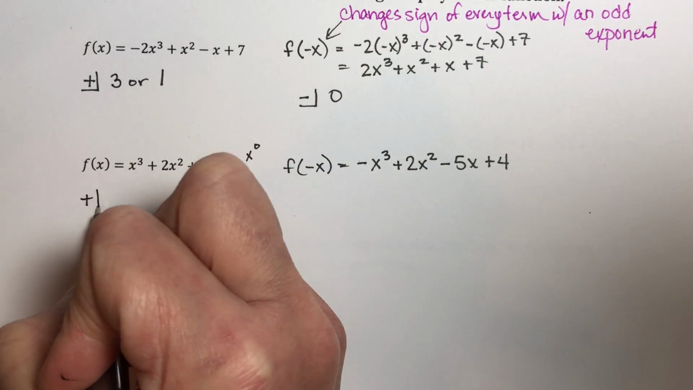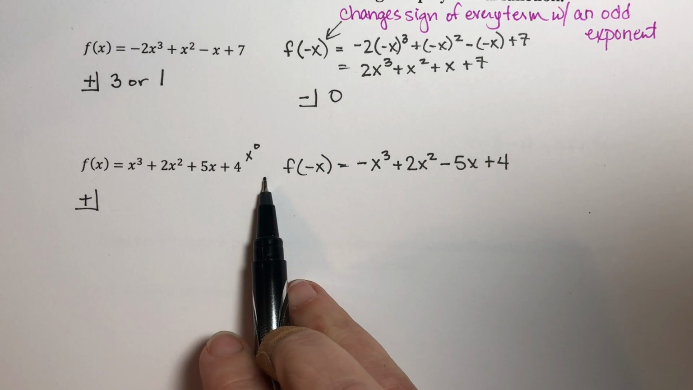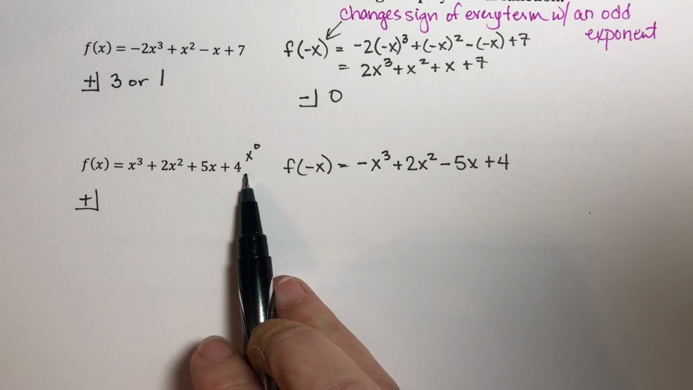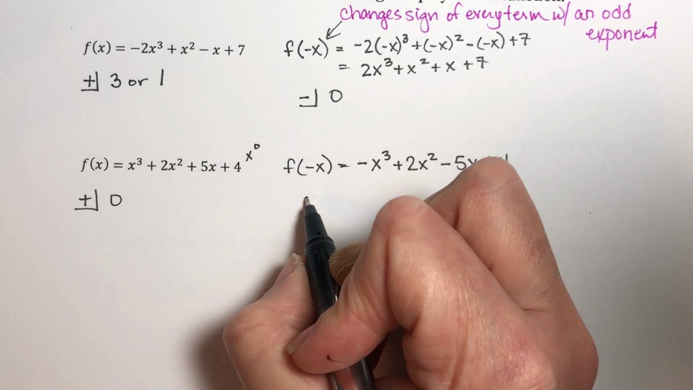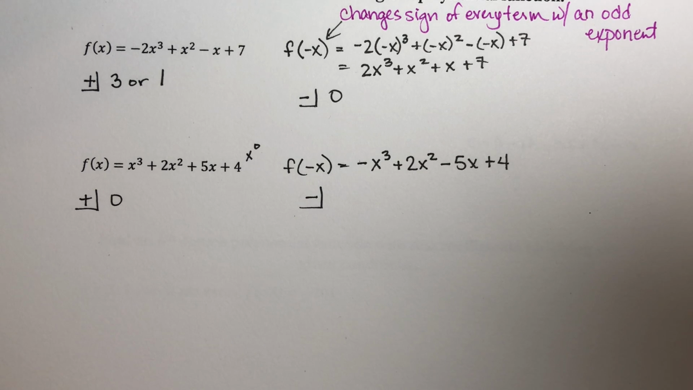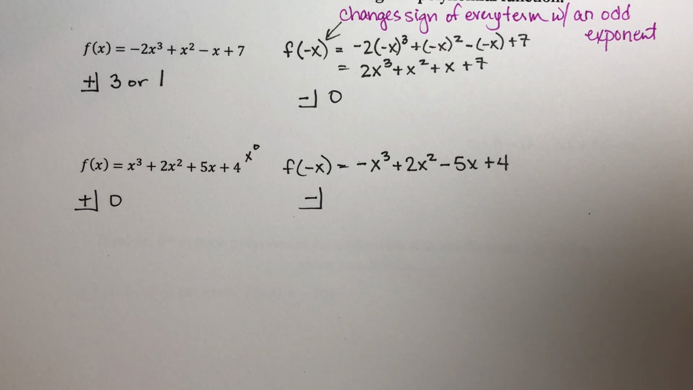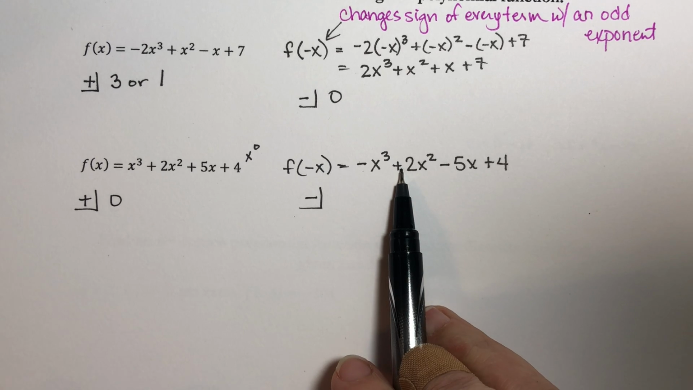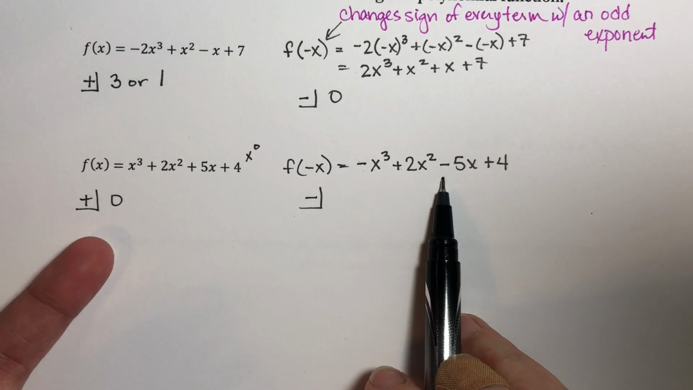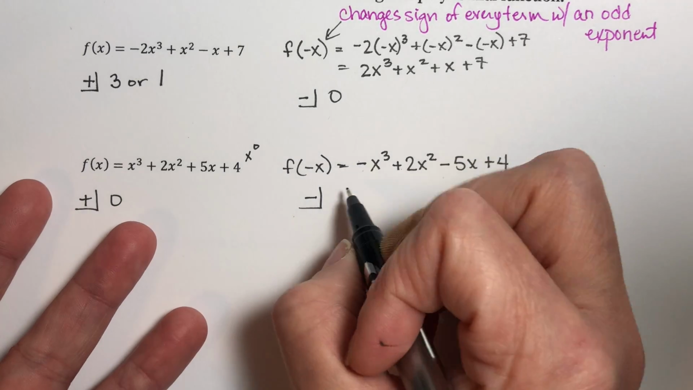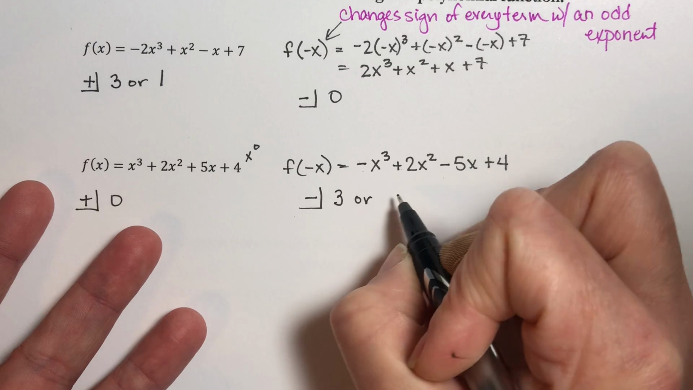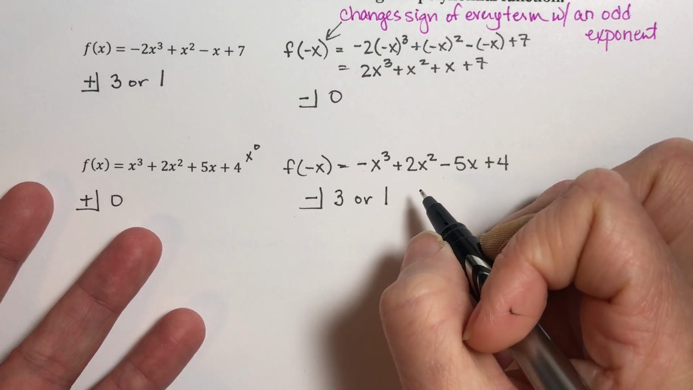Okay, so the number of potential positive solutions. How many sign changes do I have here? They are all positive, so I know that I have no positive solutions to this whatsoever. Okay? Now here, how many negative solutions do I possibly have? Well, it starts off as negative, and then it goes to positive, so that's one change. And then back to negative, so that's 2. And then negative to positive, so that's 3. So I have 3, or subtract 2 to get 1.